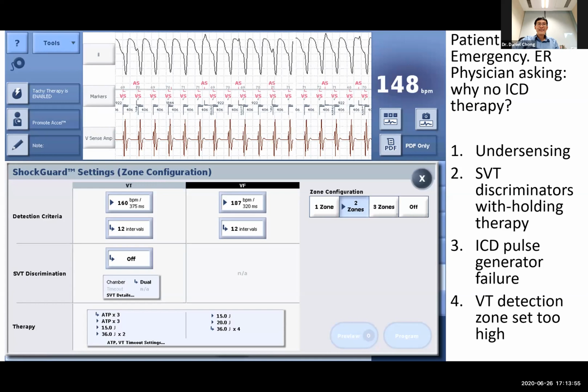Is it one, undersensing? Two, is it SVT discriminators, supraventricular tachycardia discriminators, withholding therapy? Three, is it ICD pulse generator failure? Or four, is the VT, the ventricular tachycardia detection zone, set too high? All right, maybe everybody votes.